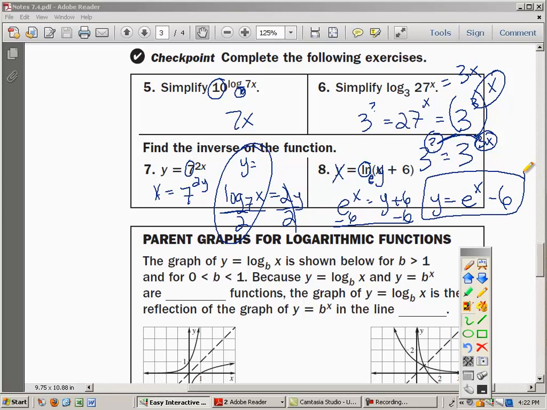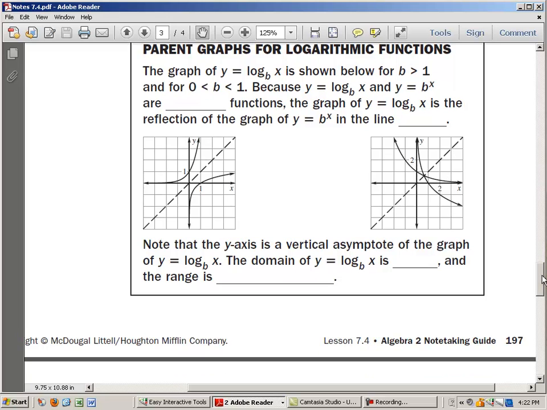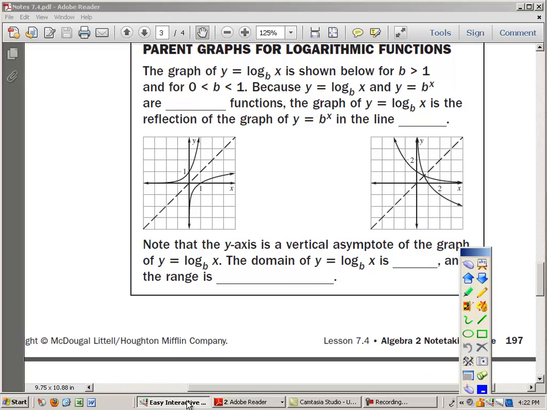Now, I want you to take note of the fact that when we took the inverse of this with a base of 7, we ended up with log base 7. When we took the inverse of a natural log function whose base is e, we ended up with a base of e. All right? Now, we're going to take a little look at this idea of logarithmic functions and their graphs. Logarithmic functions and their graphs are very confusing in that we've never done them before.